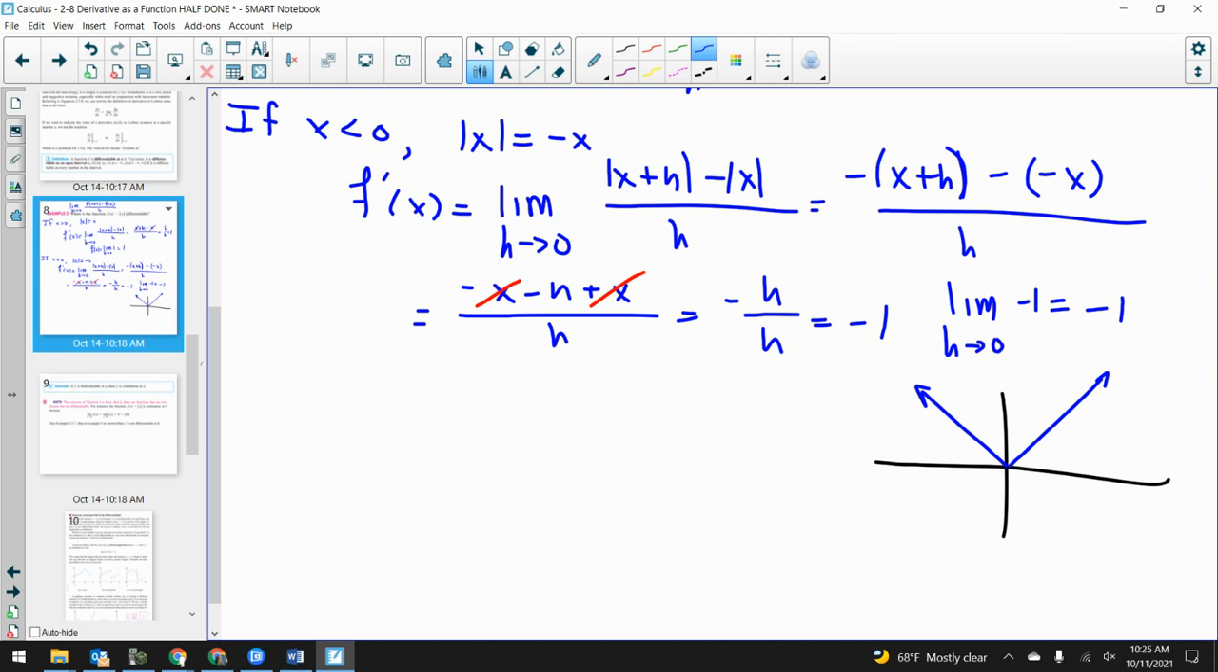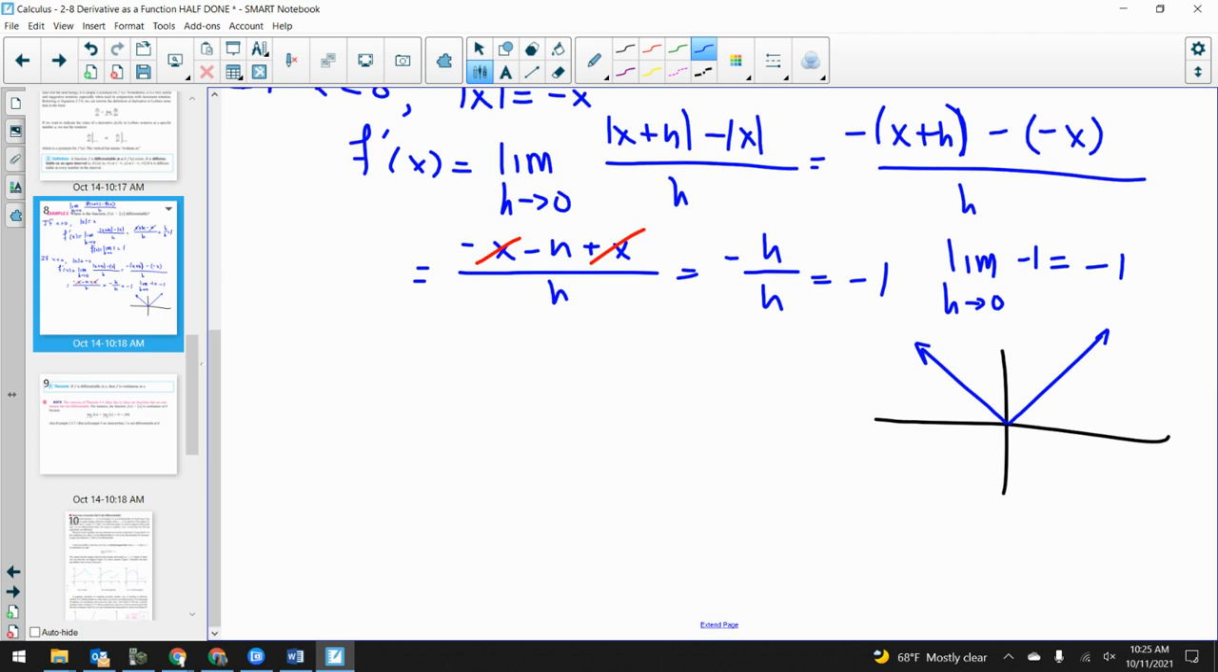Now here's the weird piece. What piece have we not thought about yet? 0. We haven't thought about 0 yet. We haven't thought of it because we did if x is greater than 0 and if x is less than 0. Okay, if x equals 0, then what's going to happen?